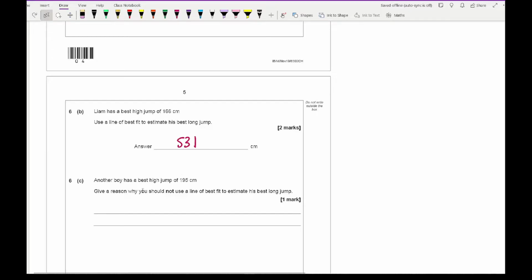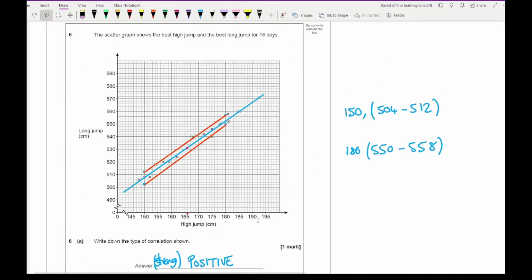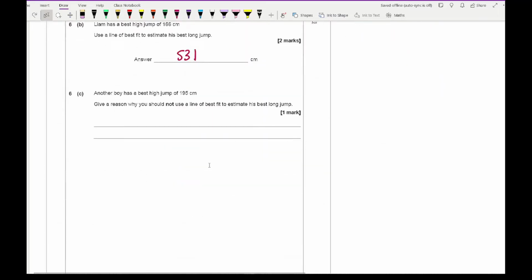Now, in terms of the next one, it says another boy has a best high jump of 195. Give a reason why you should not use a line of best fit to estimate the best long jump. Now, if we look at the best high jump of 195, obviously it then goes beyond where any other points are. So this is what we call extrapolation. Anything along the lines of what would quantify full marks on this 1 mark question, so something along the lines of 195 is higher, so 195 exceeds the data set, would be absolutely fine.